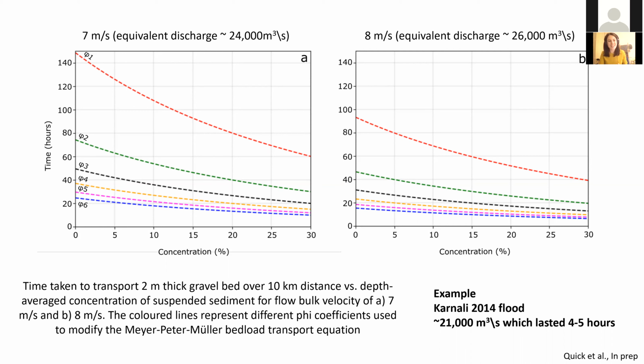Just bear with me if I talk you through these graphs. We tried to figure out how long it would take, for example, to transport this coarse bed load 10 kilometres beyond the gravel sand transition, and then see if that fits with the big events which we're already seeing in the plains today. For example, the 2014 Canali flood had a discharge of 21,000 metres per second and lasted between 4 to 5 hours.